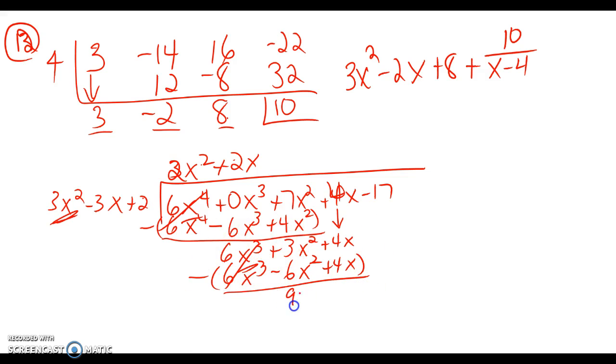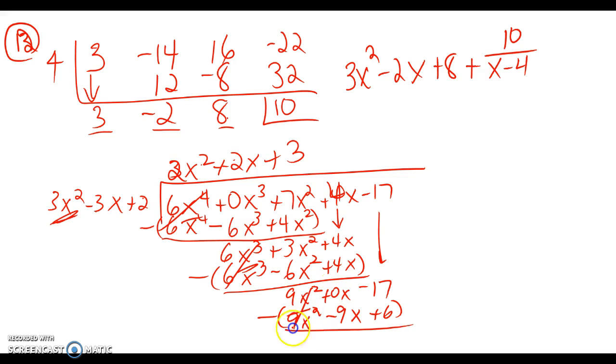3 minus a negative 6 is 9x squared. 4 minus 4 is 0. We bring down the 17, don't we? So I really should say plus 0x. All right, compare this to this. Well, it looks like it's going to be a plus 3. This would be 9x squared, negative 9x, plus 6, subtract the quantity. This goes away. 0 minus a negative 9 is 9x. Negative 17 minus 6 is minus 23.